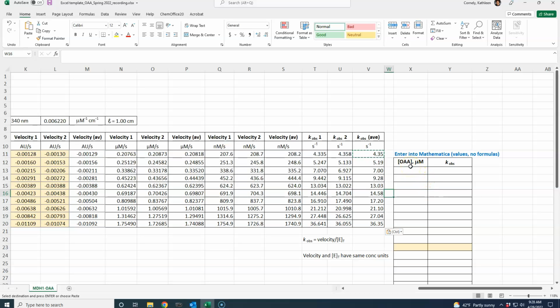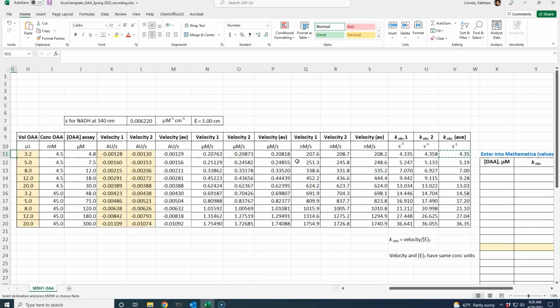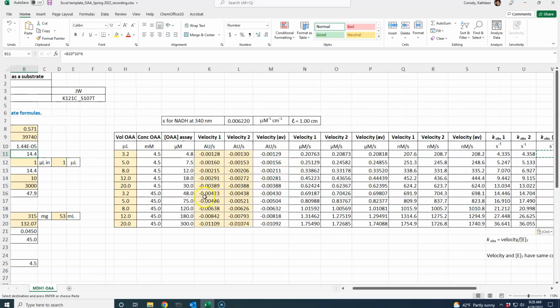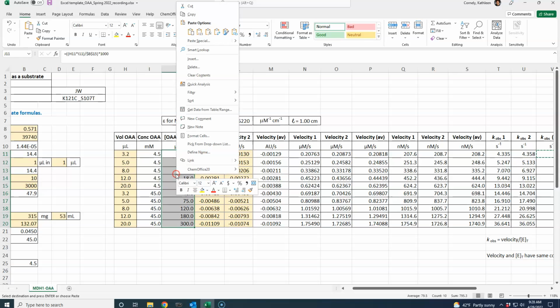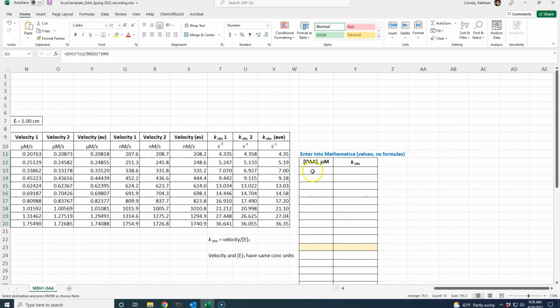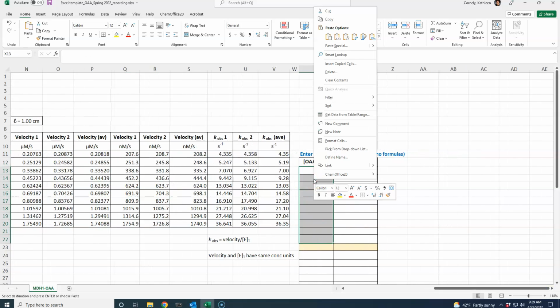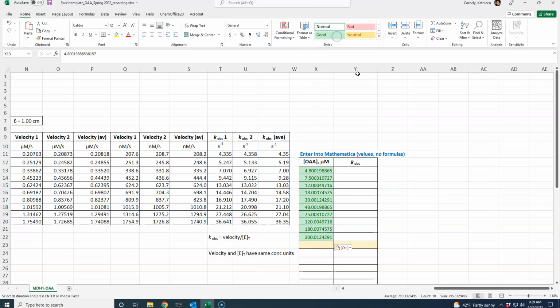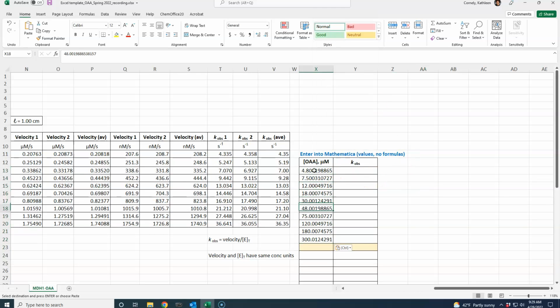I'm going to want to enter the OAA concentration in micromolar and the K observed that I just calculated. So this top block right here is going to be for the averages. The OAA concentration is way back here. So here's the OAA concentration in the assay. So I'm going to copy this. But when I paste it, I want to paste just the numbers. I don't want to paste anything with formulas into Mathematica. So where it says paste options, when it says 1, 2, 3, that just pastes the numbers. It keeps a lot of significant figures, but it just pastes the numbers.